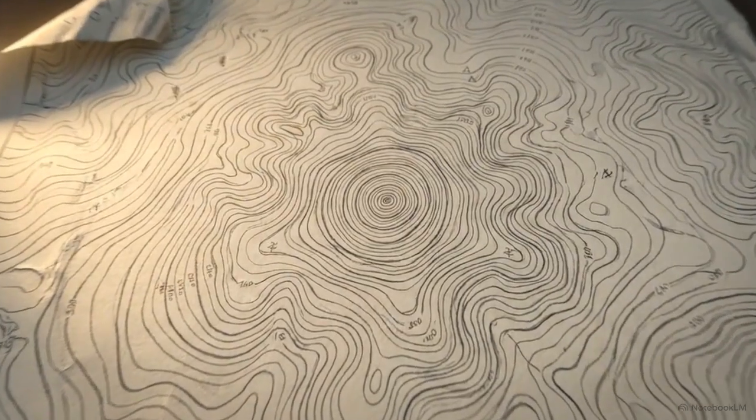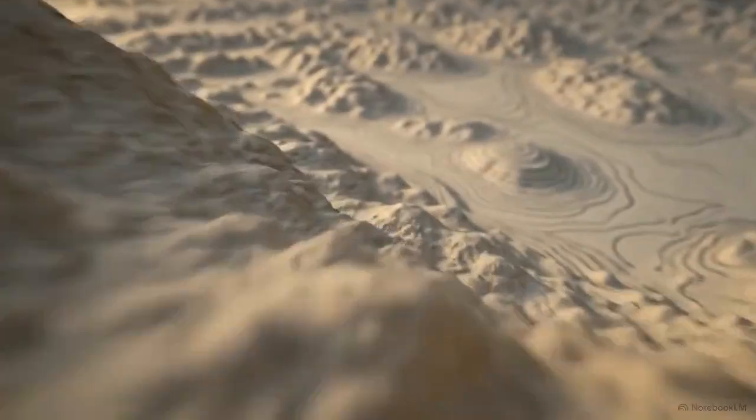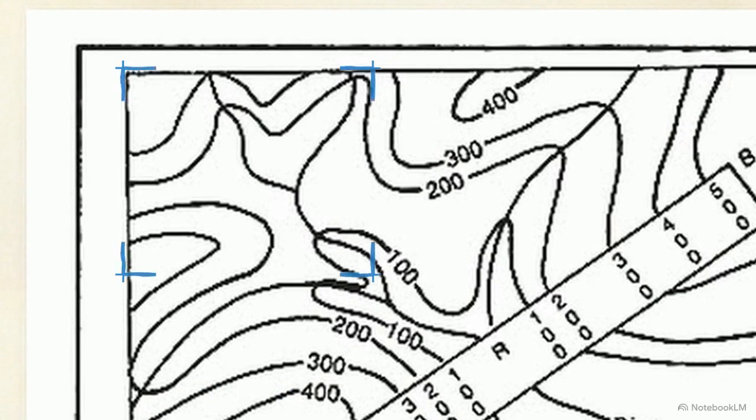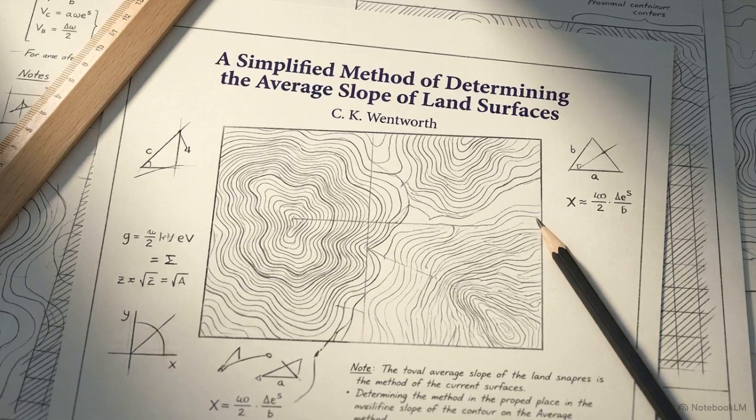Look at a standard topographical map, and you are faced with a dense, chaotic web of intersecting lines. These maps are excellent for pinpointing the exact elevation of a specific spot, but for communicating the average steepness of an entire region, the data is often lost in the visual noise. In 1930, C.K. Wentworth introduced a systematic mathematical solution to this problem.